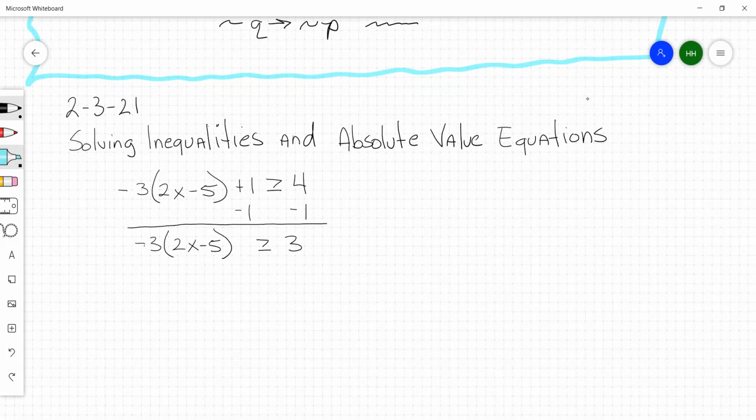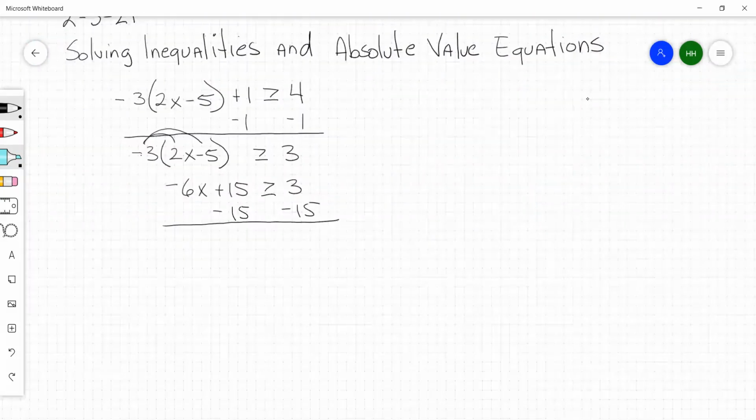And now you got to distribute this -3. All right, so the -3 times the 2x is -6x. And the -3 times the -5 is +15. And that's still greater than or equal to 3. So then we're going to subtract 15 from each side. And this -6x is now greater than or equal to 3 minus 15, -12.